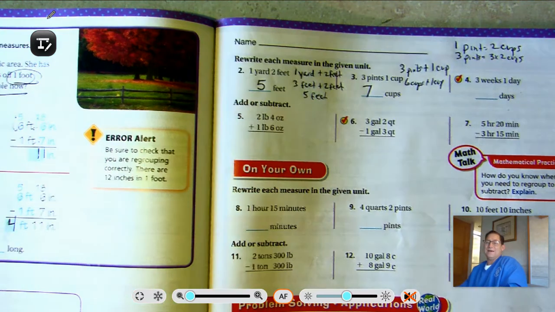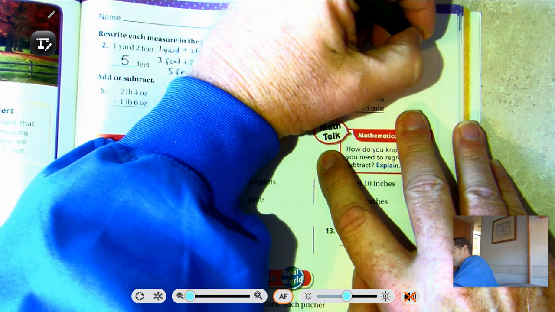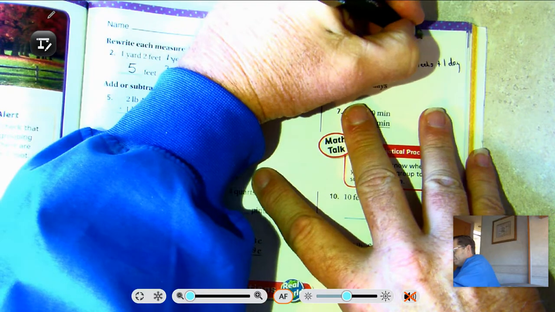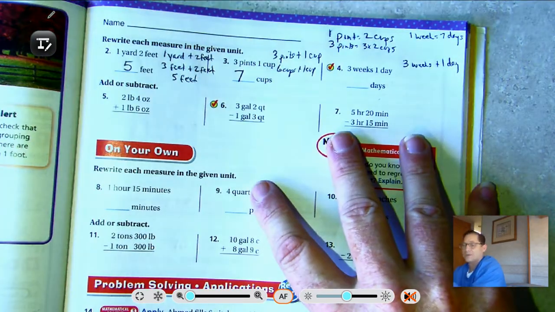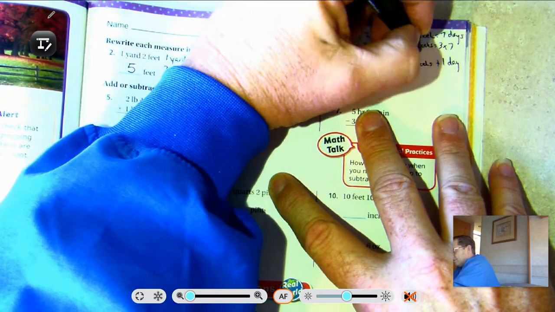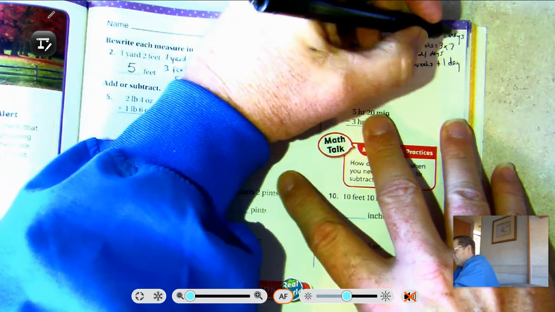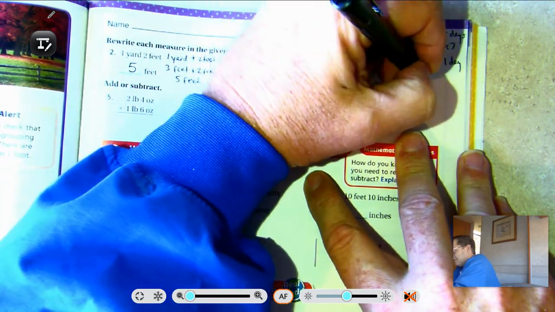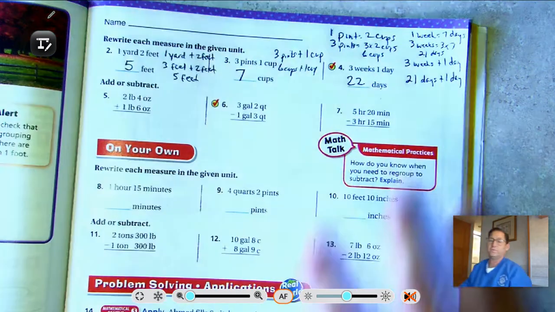3 weeks, 1 day. 3 weeks plus 1 day. Well, in 1 week, there are 7 days. So 3 weeks would be 3 times 7, or 21 days. So we're going to change 3 weeks to 21 days, plus the additional 1 day, for a total of 22 days.